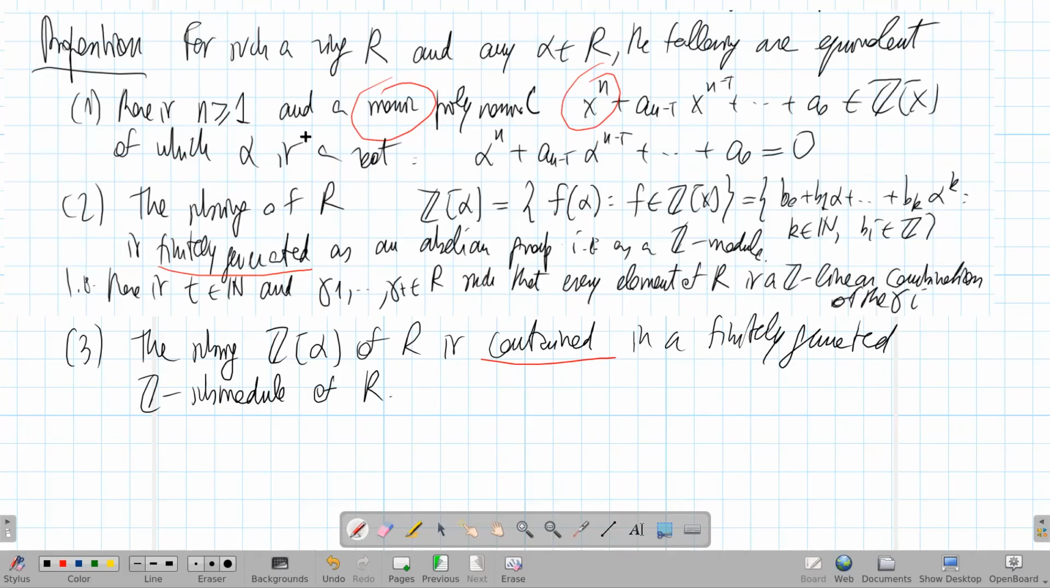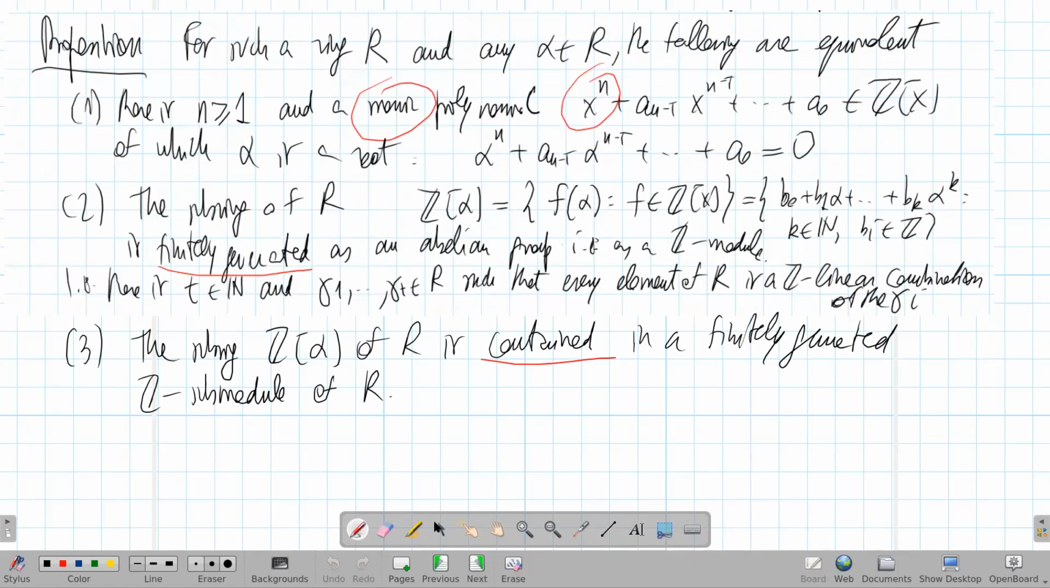So first, I assume that alpha is a root of a monic polynomial with integer coefficients. No, sorry, I have to go to the next page. Okay, so 1 implies 2. This is the proof. So let's get back and check what we have to prove. We have that alpha is a root of a monic polynomial with integer coefficients, and we have to prove that this ring is finitely generated as an abelian group.